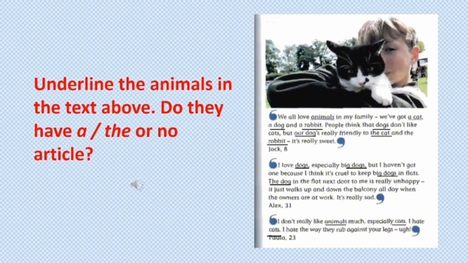Animals. Animals in my family. No article. Dogs. People think dogs don't like cats. No article. Cats. People think dogs don't like cats. No article. Good. Now, what do you notice? When they talk about one specific pet, they use a or the. But when they talk about animals in general, they use no article.